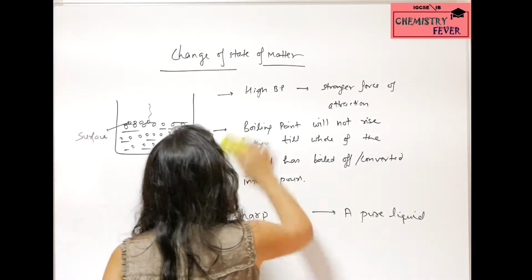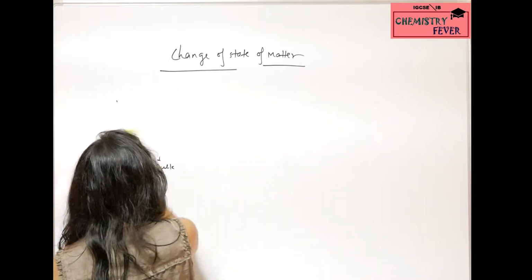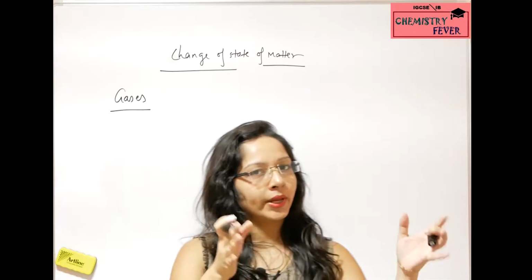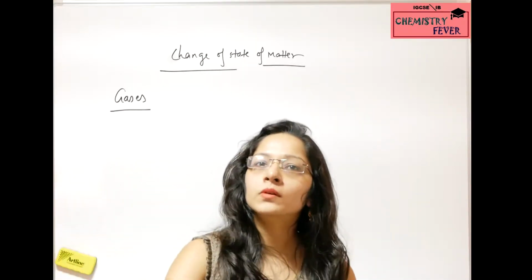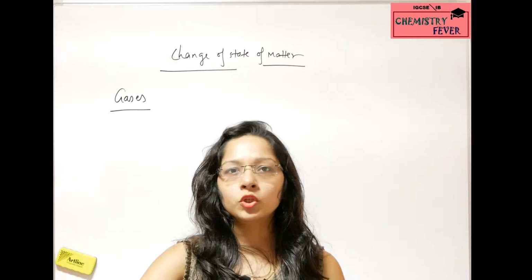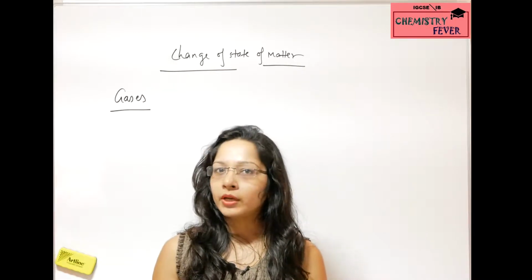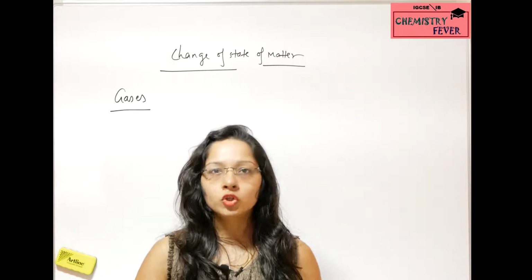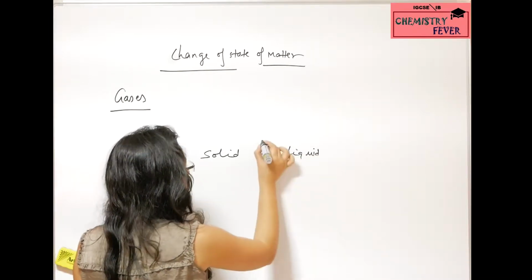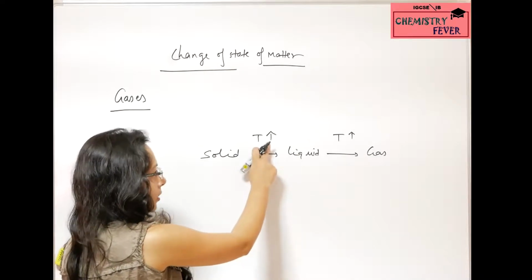Right, so let's go for gases. We have already seen solid to liquid, and liquid to gas, now gas to liquid, so the reverse. If you want to convert solid to liquid, you need to give heat energy, which means you need to increase the temperature of the solid. Similarly, to convert liquid into gas, again we need to give heat energy and increase the temperature of the liquid. So in conclusion, solid to liquid, temperature should increase. Liquid to gas, temperature should increase. This is my increase symbol, up arrow, right?